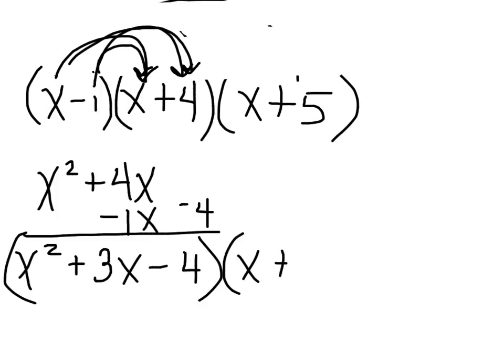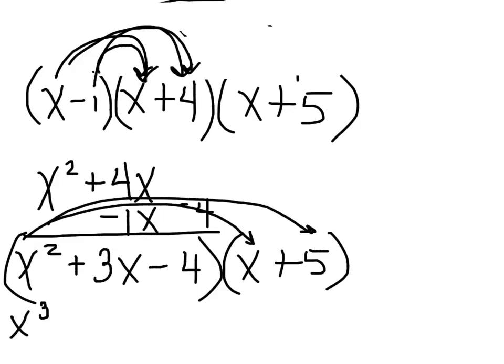Now, distribute it out to the next group. It's still like FOIL, even though I can't really use the word acronym FOIL because there's too many terms now. But it's still the same concept. What is x squared times x? What's x squared times 5? 5x squared. What's 3x times x?